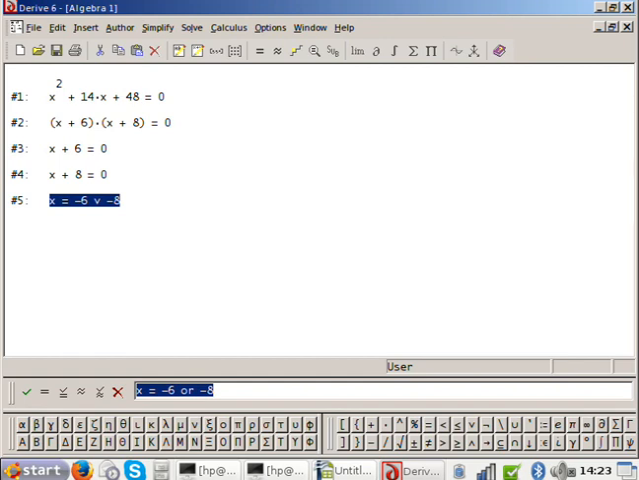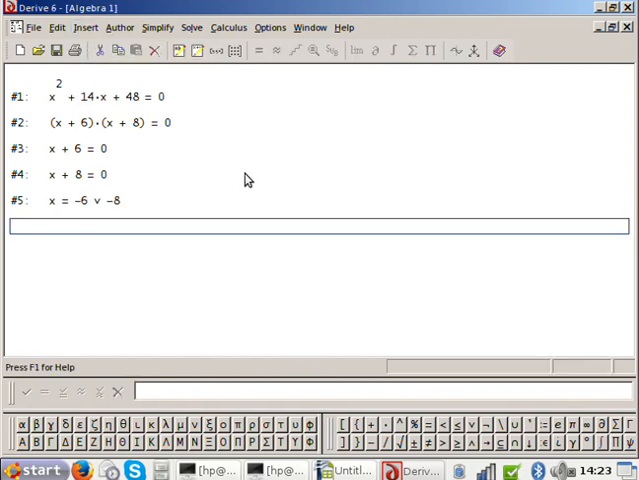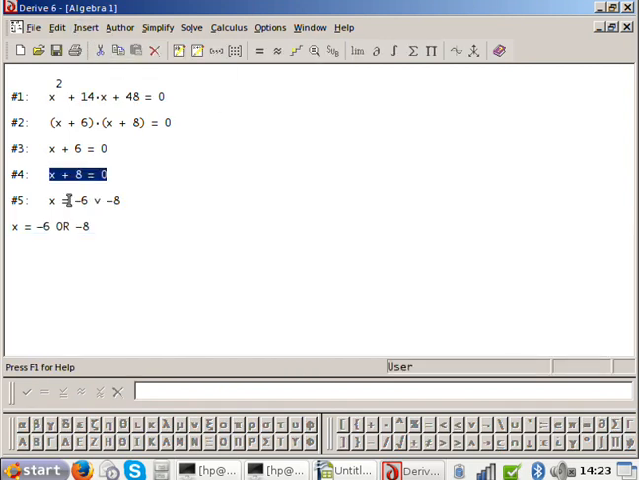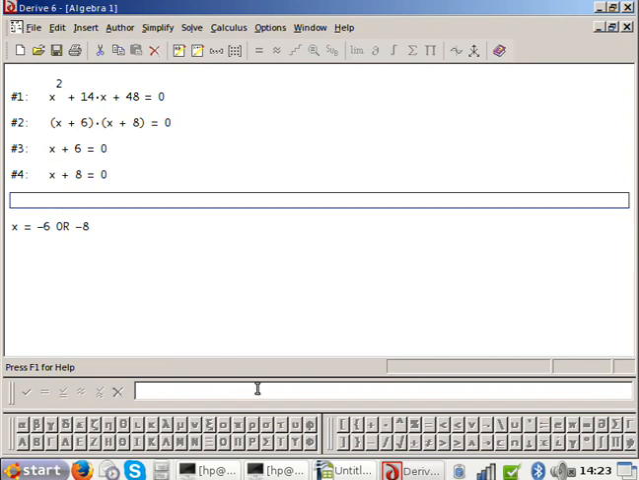Yeah? That's my computer program. The V means or. You see at the bottom? Here, let me try and make it. No, still does it. There you go. Better? So you have two answers here, minus 6 or minus 8.